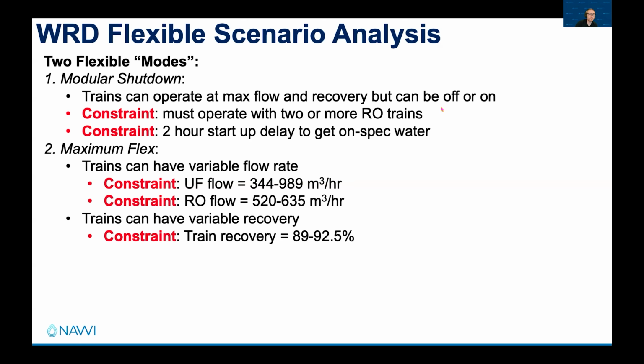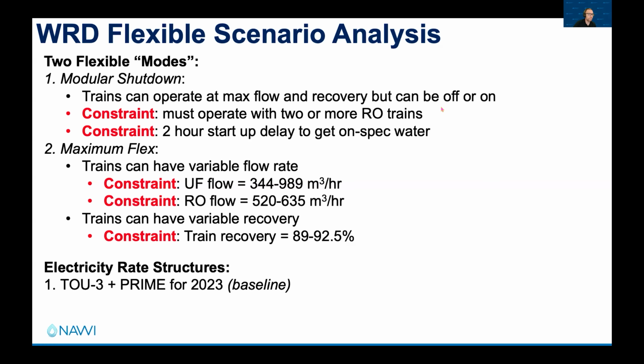We assume that ultrafiltration is fixed at 96% for each system. And we can also look at different electricity rate structures. So not really flexible operation, but what happens if you use different electricity rate structures. The one that we use as a baseline is the time of use plus prime. I already discussed that. Demand response is where the utility says, hey, we have a high demand, can you shut down and we'll give you some money. And then real-time pricing is pretty much exactly what it sounds like, the going rate for electricity in real time.